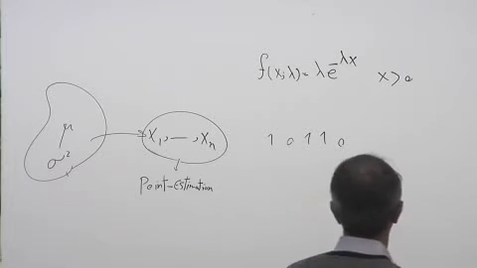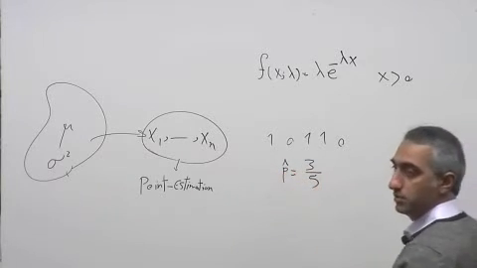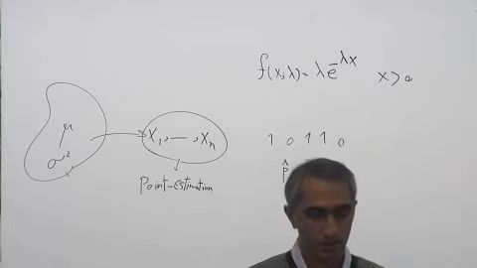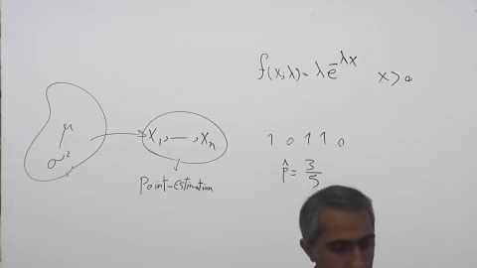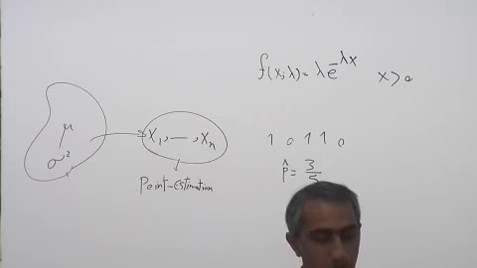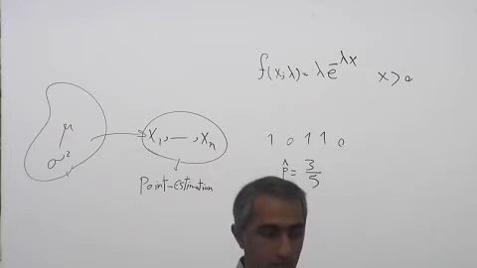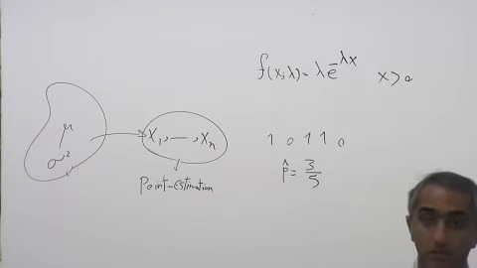So in this case, your p hat would be what? 3 over 5. For the difference of mu's, the estimator is the difference of x bars. The difference of p's is estimated by the difference of p hats. So these are some examples of point estimators. Any questions?